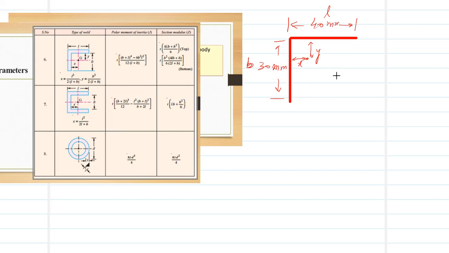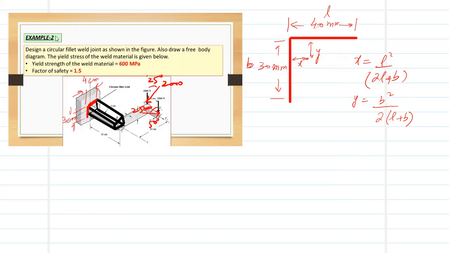X equals L square over 2L plus B, and y equals B square over 2L plus B. These are the distances from the top and the sides. Okay. Now just finding the values.